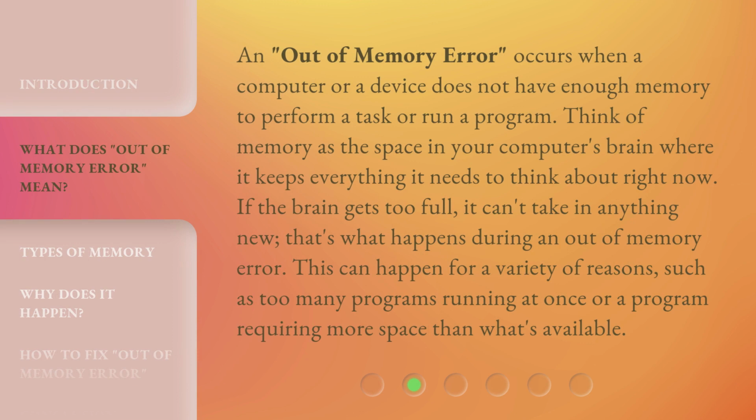An out-of-memory error occurs when a computer or a device does not have enough memory to perform a task or run a program. Think of memory as the space in your computer's brain where it keeps everything it needs to think about right now. If the brain gets too full, it can't take in anything new. That's what happens during an out-of-memory error. This can happen for a variety of reasons, such as too many programs running at once or a program requiring more space than what's available.